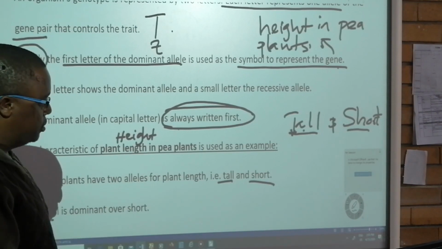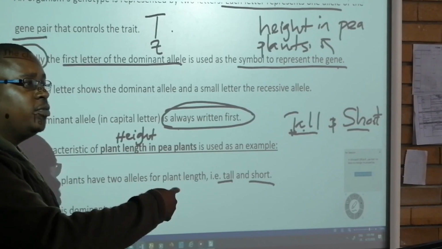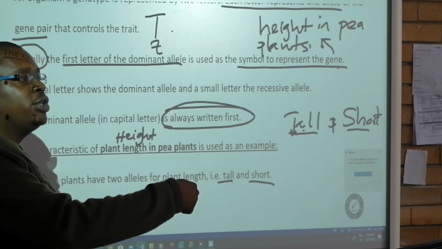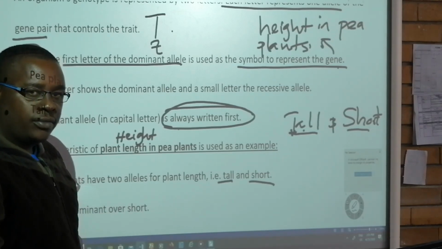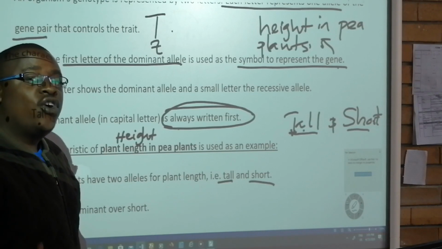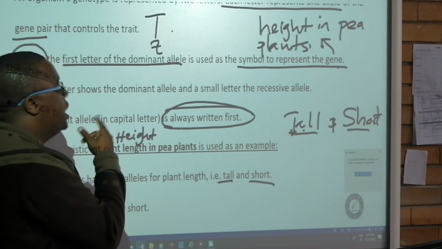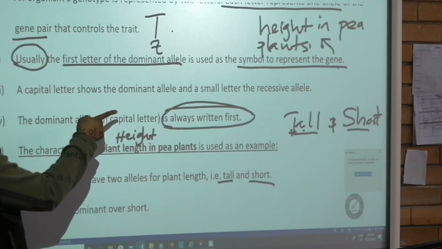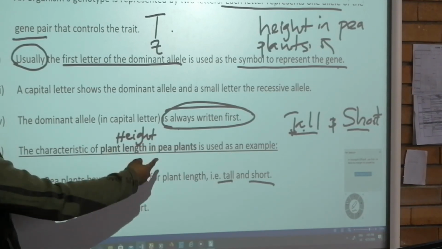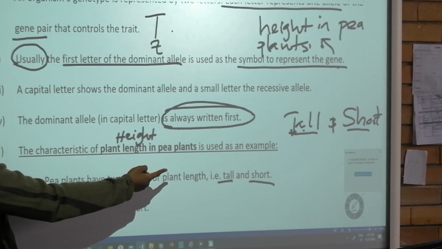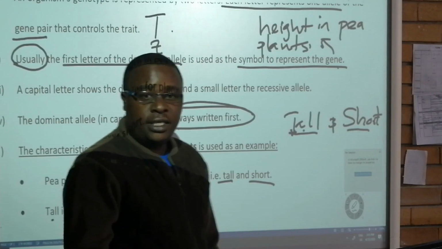So tall is dominant over short. Because tall is dominant over short, that means short is recessive. And because tall is dominant over short, we're going to use the first letter of tall, T, to denote the genotype for the gene for height. And a capital letter shows the dominant allele, and a small letter shows the recessive allele. The dominant allele will be written first in capital letters, and then the recessive one will follow, if there is a recessive one.